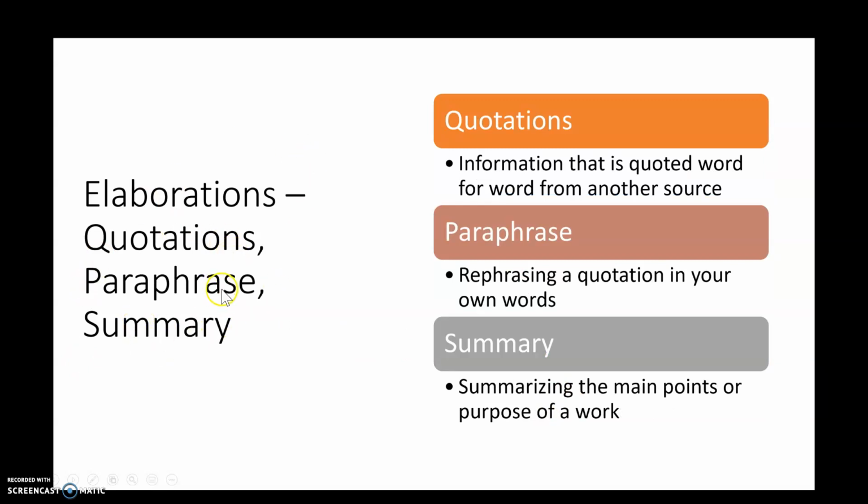More elaborations, quotations, paraphrase, and summary. We talked about these with rhetorical analysis, but quotations are information that is quoted word for word from another source. A paraphrase is rephrasing a quotation in your own words, and a summary is summarizing the main points or purpose of a work. So this is word for word how it appears. This is kind of rephrasing. This is recapping like a book, like a large amount of information, or the purpose of an article.